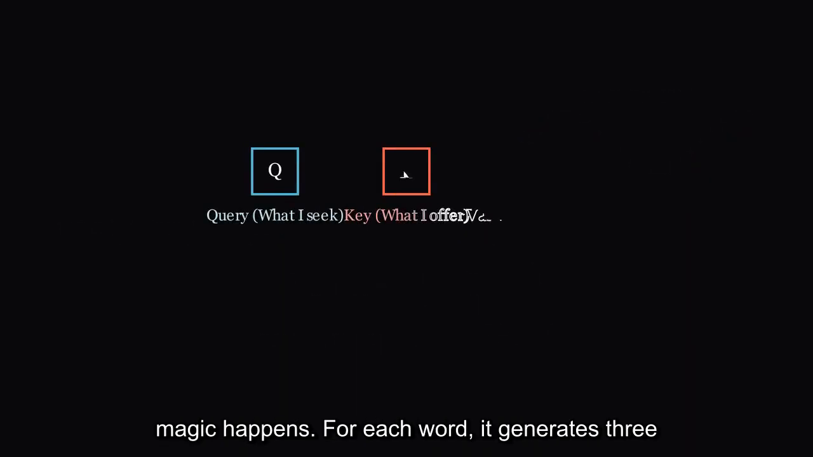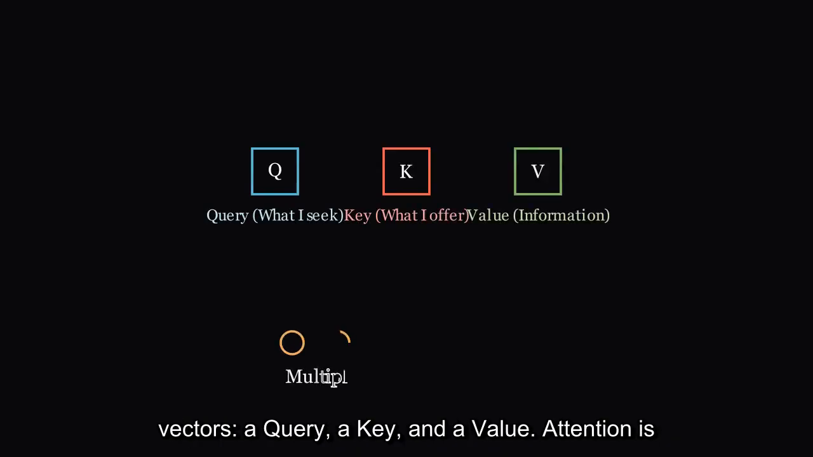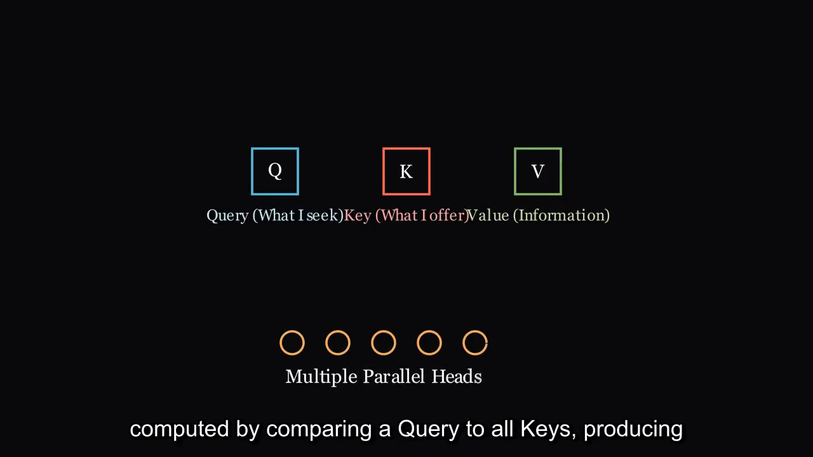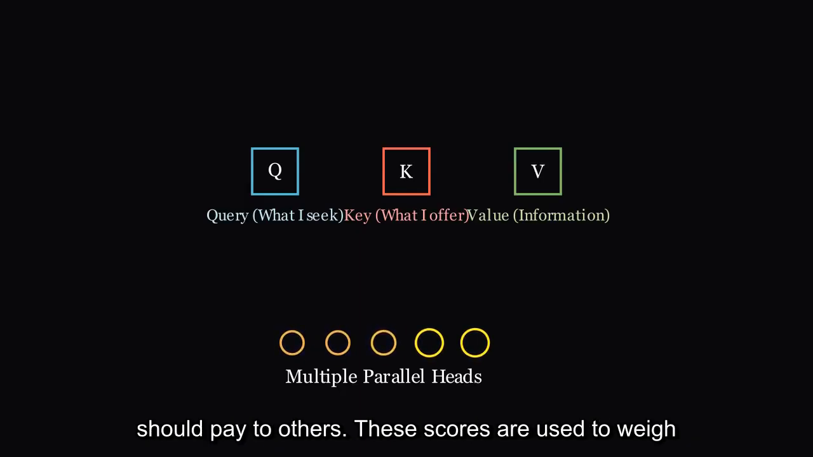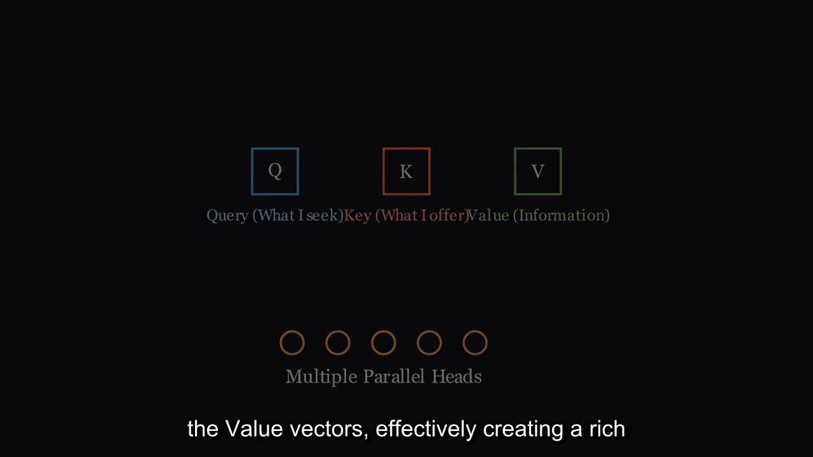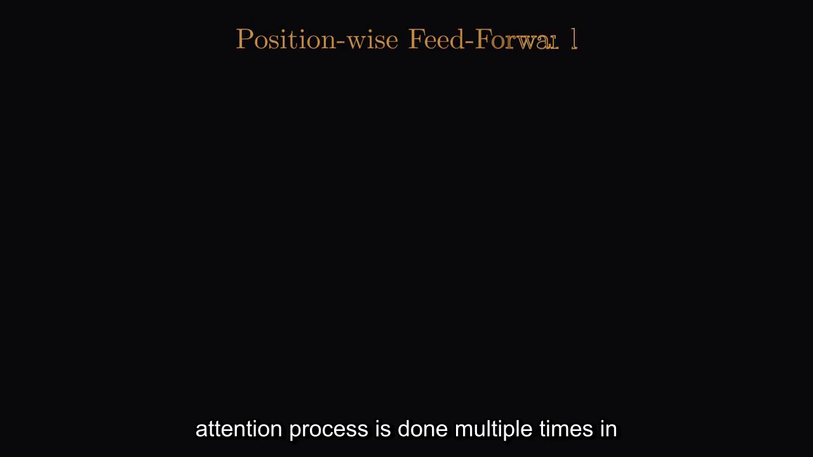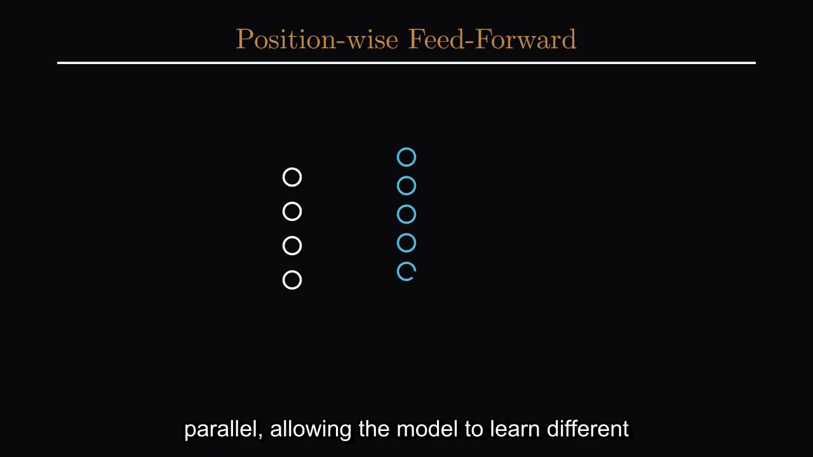The multi-head self-attention mechanism is where the magic happens. For each word, it generates three vectors: a query, a key, and a value. Attention is computed by comparing a query to all keys, producing a score that determines how much attention that word should pay to others. These scores are used to weigh the value vectors, effectively creating a rich representation that incorporates context from the entire sequence.